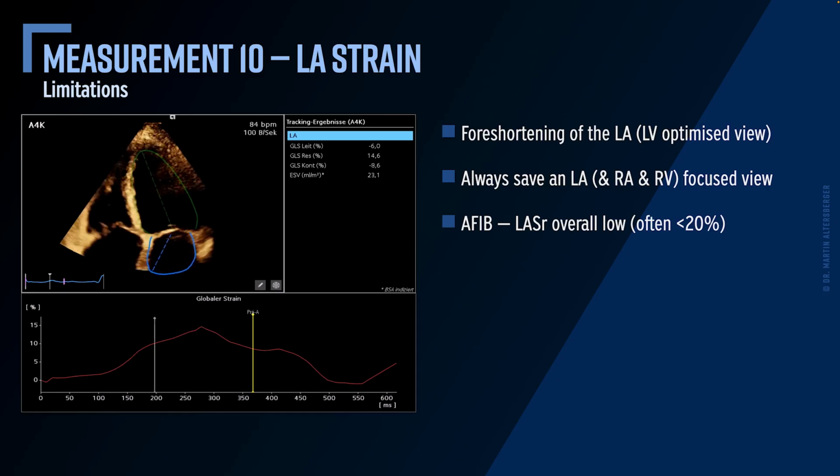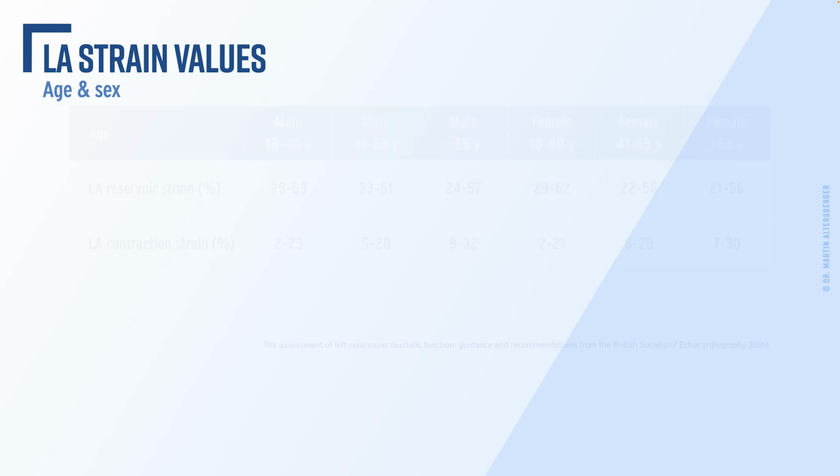In atrial fibrillation, the left atrial strain, the reservoir phase, will very often be very low, below 20%, due to the chronic fibrosis, chronic injury of the left atrium. If you have higher values, that is also something which could speak in favor of cardioversion and a healthier left atrium, and a not so long time where patients did suffer from atrial fibrillation.